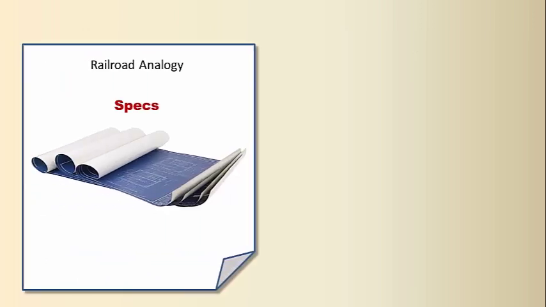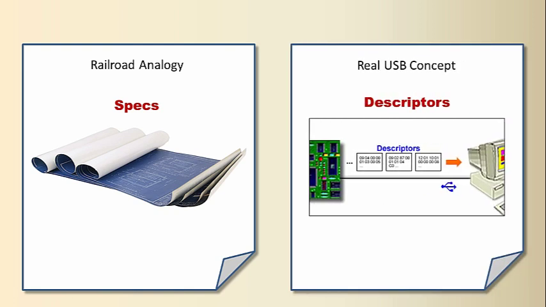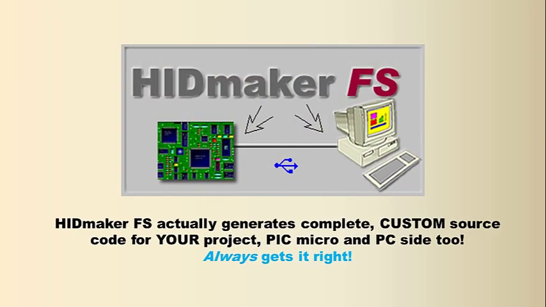Now let's show our USB railroad analogy side by side next to the real USB device concepts. The company has to submit engineering specs to the PC City Freight Manager. When we connect our real USB device to the PC, it has to submit specs in the form of USB descriptors. Making those descriptors is tough work.